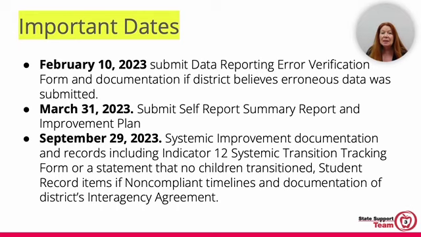September 29th is the date the systematic improvement documentation and records are due, including the Indicator 12 Systemic Transition Tracking Form, or a statement that no children transitioned, the student record items if non-compliant timelines, and documentation of the district's interagency agreement, which includes review and revision dates if applicable, and evidence of attending the Ocali transition and interagency agreement training. Additionally, make sure you have the documents to support your improvement plan.